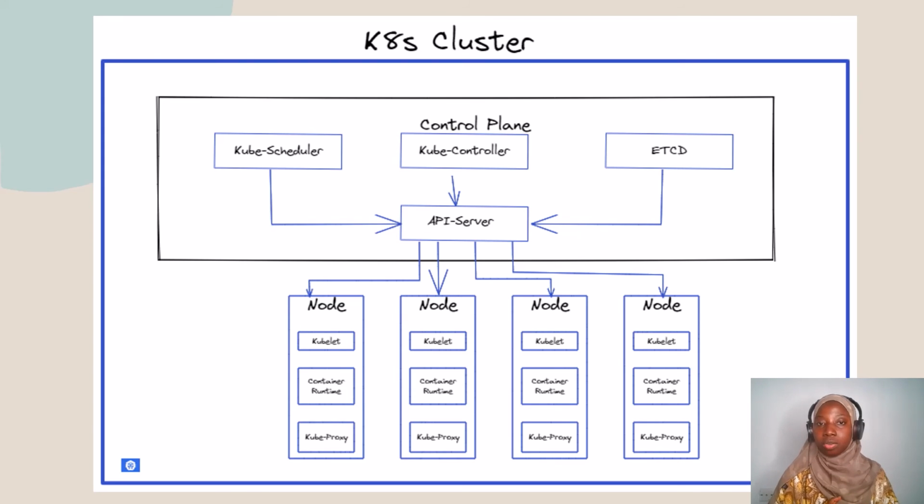In the control plane, all other components are connected to the API server, because the API server is what interacts with the outside world aside from the control plane. For the nodes, the kubelet is also talking to the API server, and the kube-proxy is also talking to the API server. So we've had a breakdown of what a typical Kubernetes cluster looks like.